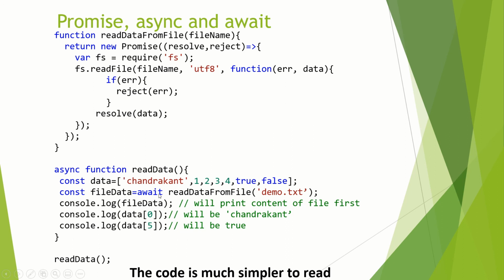Here, await will stop the execution of the program and wait until your promise either rejects or resolves. This way you can increase the readability of your program, you can reduce the complexity, and it is also helpful in debugging your program.